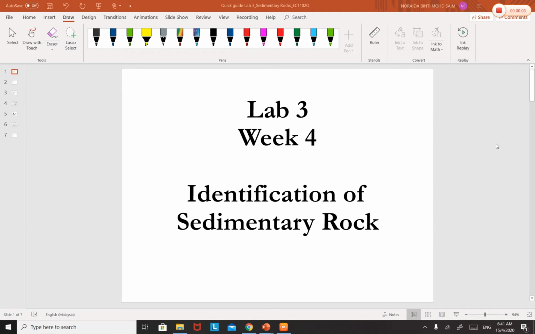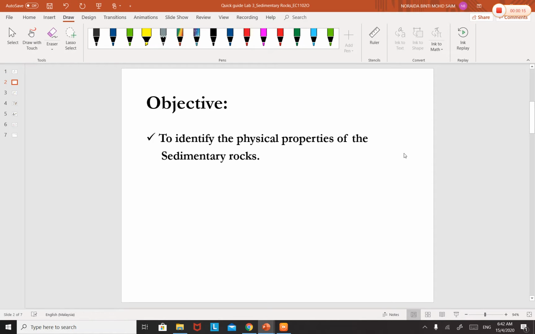Okay, untuk lab minggu ni kita continue dengan identifications of sedimentary rock. So the objective of the lab exercise this week adalah to identify the physical properties of the sedimentary rock. Due to the limitations that kita cannot observe the batu physically, but I think it's quite enough to observe through the pictures of the sedimentary rock.